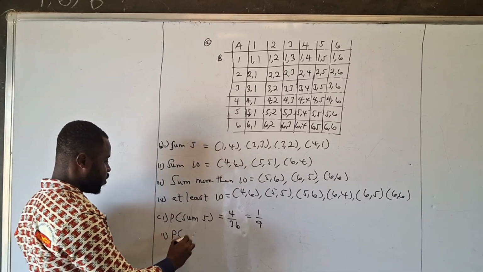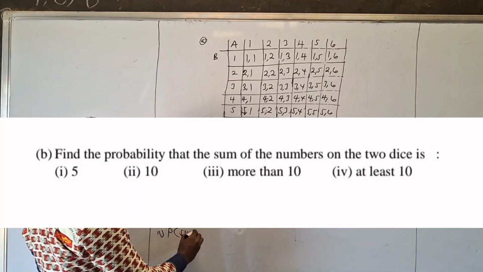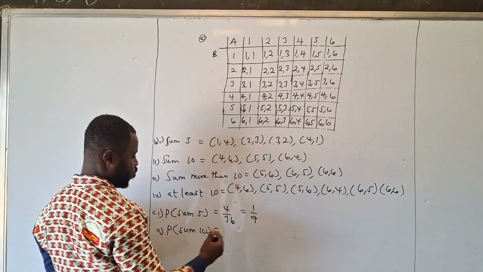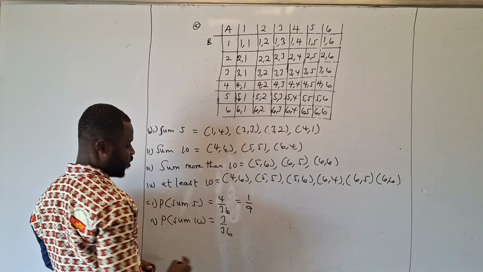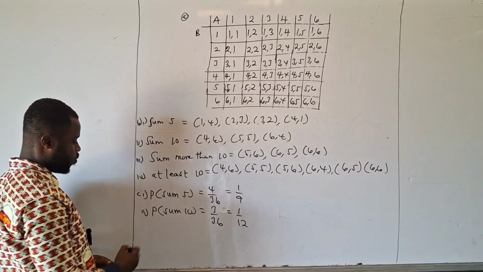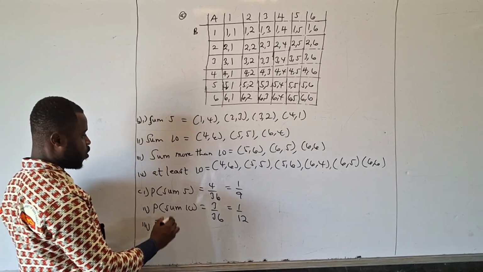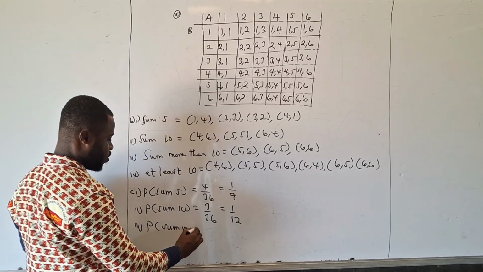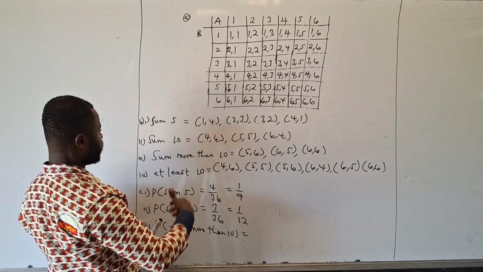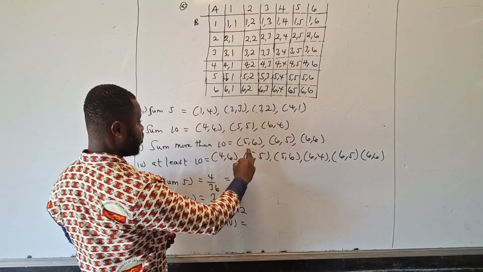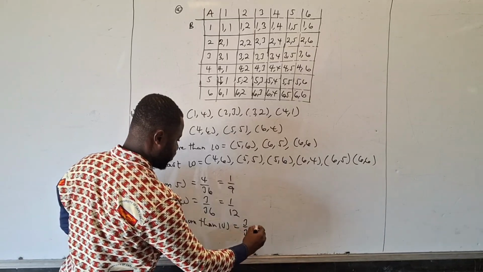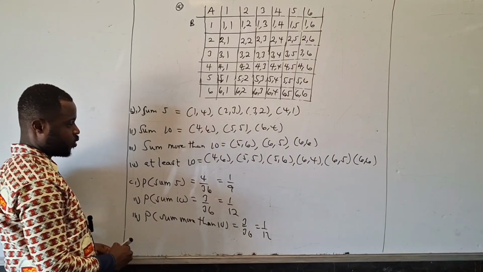So probability of sum that is 10. We have listed that one here: 1, 2, 3. So we have 3 out of 36. When you simplify, you get 1 on 12 as well. Then we have probability of sum more than 10. How many did you get? 1, 2, 3. We also have 3 out of 36, which gives us 1 on 12.